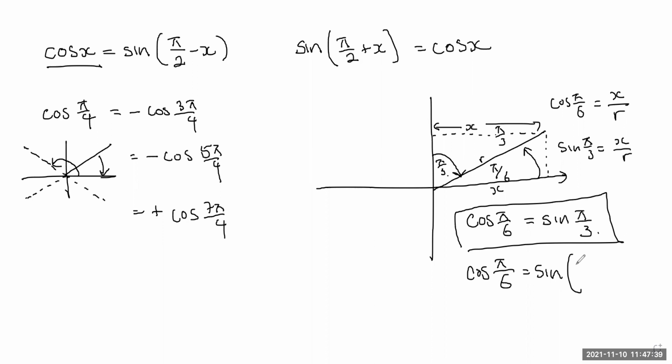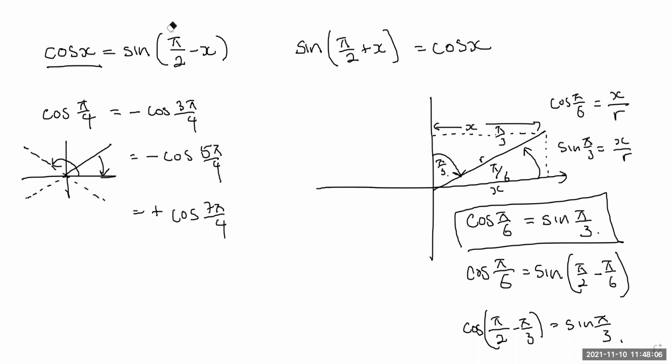that this makes sense. So this is pi over 2 minus pi over 6. Or if I want to follow suit, you can also say cosine of pi over 6 is equal to pi over 2 minus pi over 3. And therefore, this is sine of pi over 3.